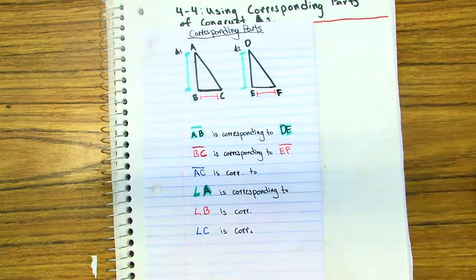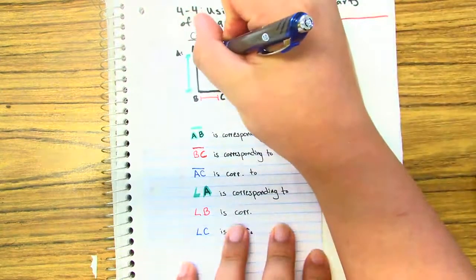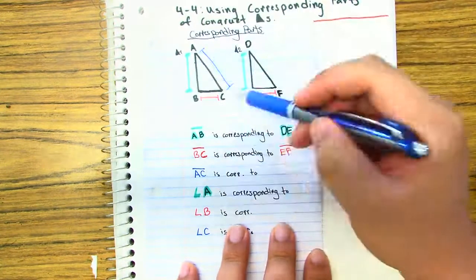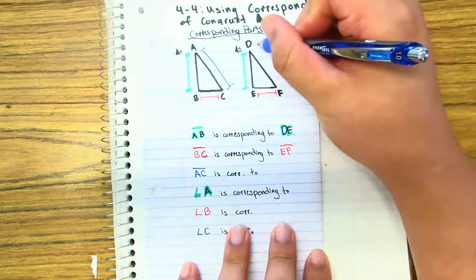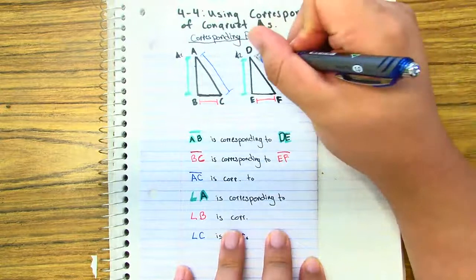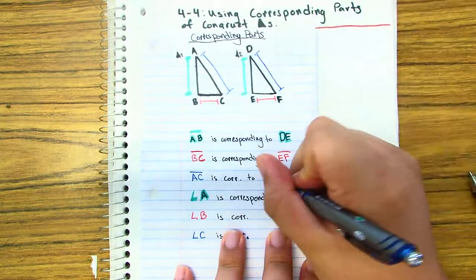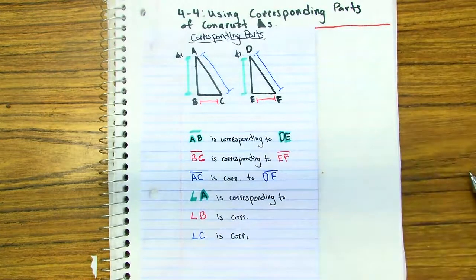The next one is AC. It's the diagonal line, the longest line in the triangle. Segment AC corresponds to the last one here, so I'm just going to choose segment EF. Okay, so they correspond to each other. That's how we did segments.